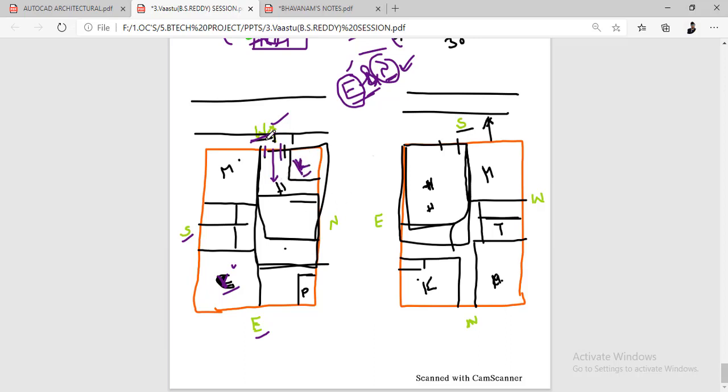And the kitchen, somewhere in the northwest, I place a kitchen. Somewhere here, this total I use as a hall, and this is a master bedroom, this is the toilet, and this is a children's bedroom, and here I have a puja. This portion you can use however you want, and you can use these things.